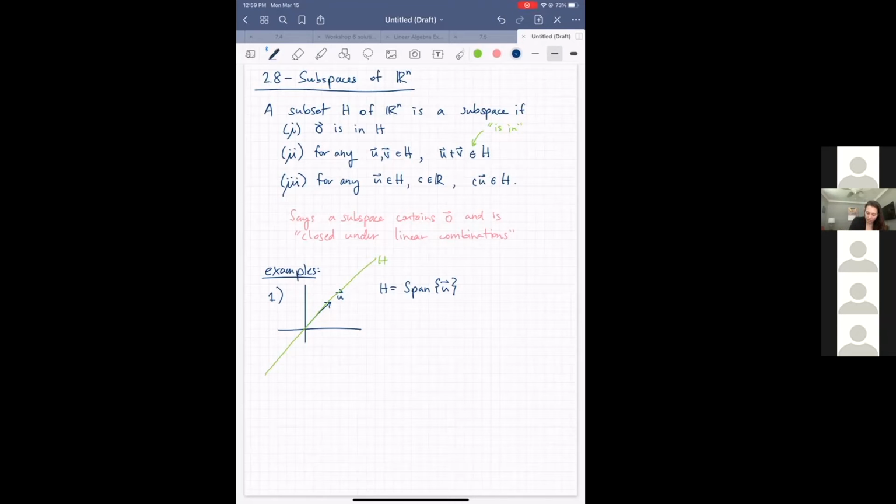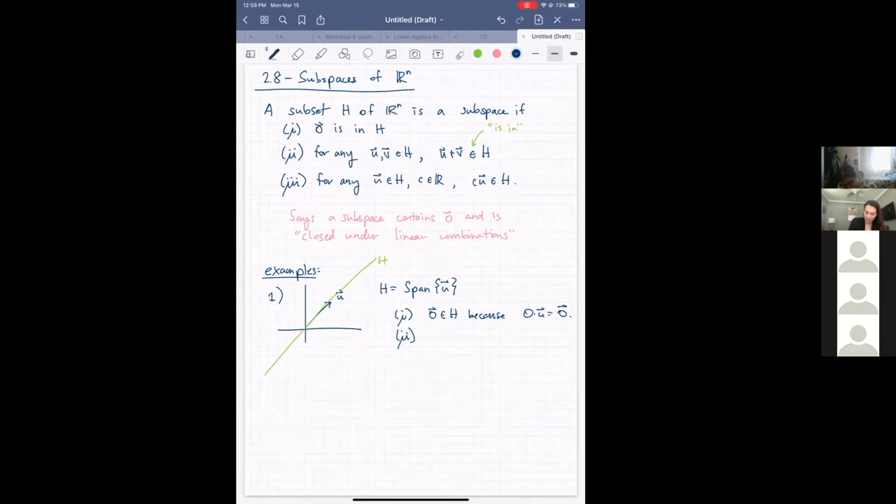We can check that it satisfies each of these three conditions. So 0 is in H because we just take U and multiply it by the constant 0, and that is equal to the 0 vector. So that 0 vector is in the space.